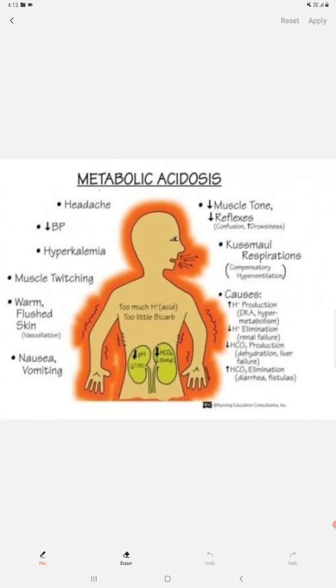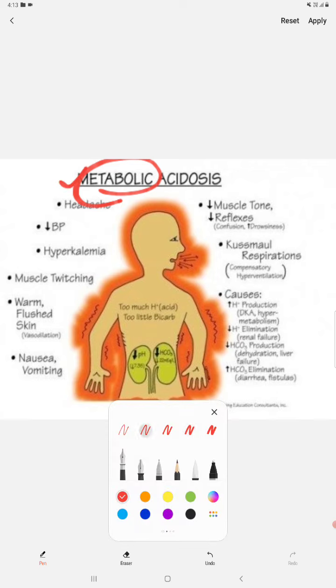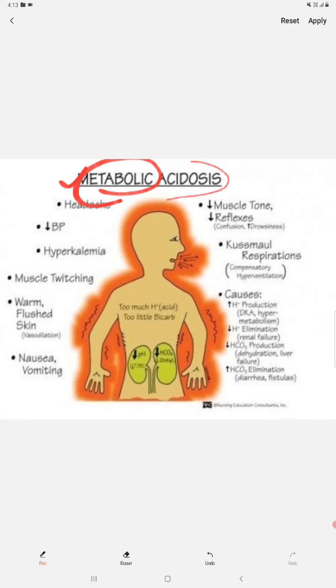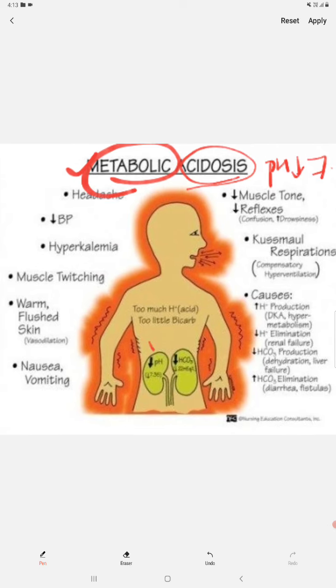Metabolic is related to the kidney, right? And acidosis means the pH is decreasing, again less than 7.35. Because it's acidosis, the pH is less than 7.35, and it is metabolic. That's why the HCO3 minus ions, which means bicarbonate ions, are also decreased, right?